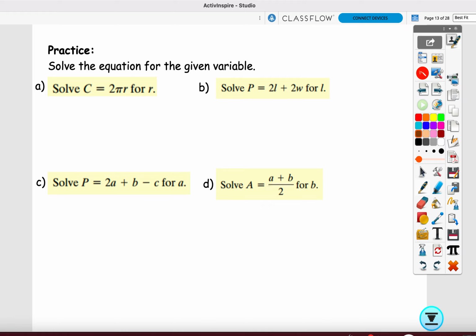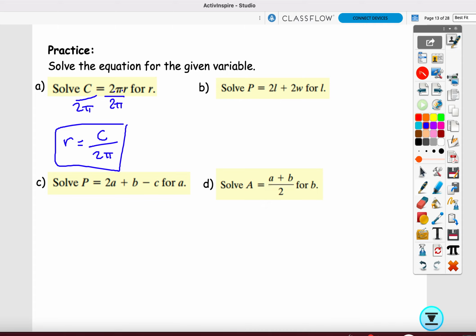So look at A. A is solve C equals 2 pi r for r. Well, 2 pi r are being multiplied to r. All of them are being multiplied. So the opposite of multiplication is division. So go ahead and divide both sides. Then we get the radius is circumference over 2 pi. And we're done.